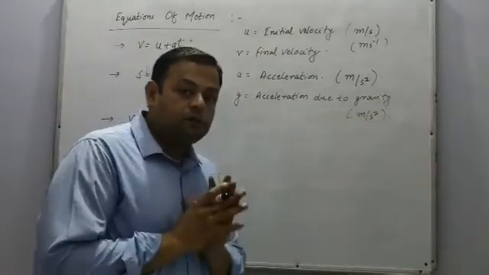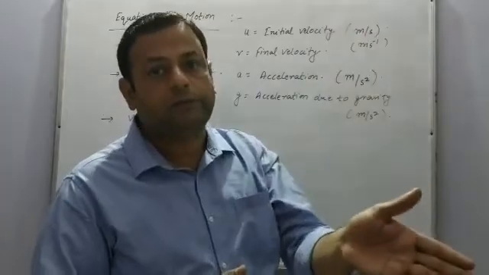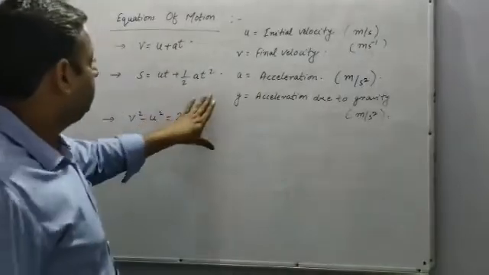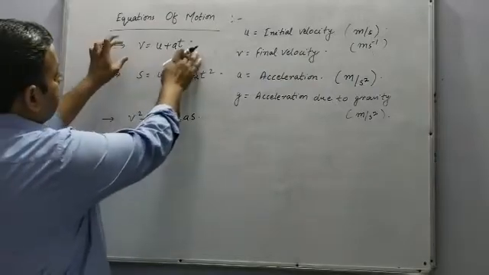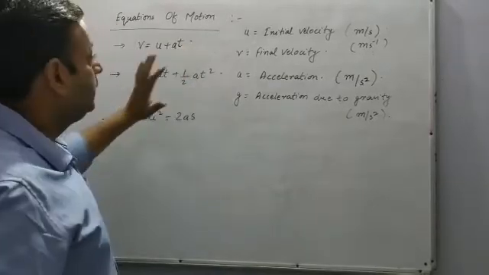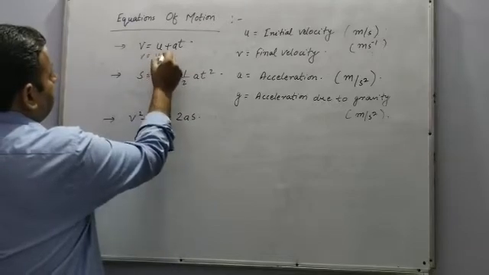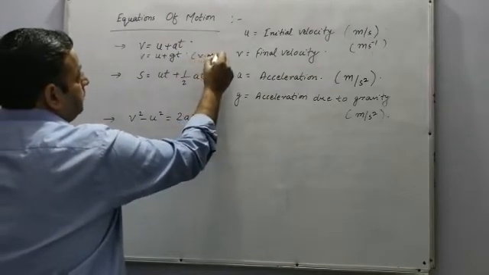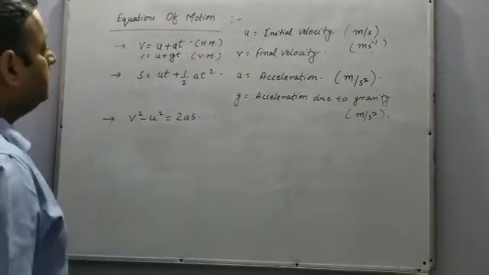So we need to see in the question whether the object is moving horizontally or falling from some height. If it is moving along a horizontal axis, then we use A. And if the object is falling from some height, we use G. For example, the first equation of motion, V is equal to U plus AT, is in the case of horizontal motion. But in case of vertical motion, it would be V is equal to U plus GT.